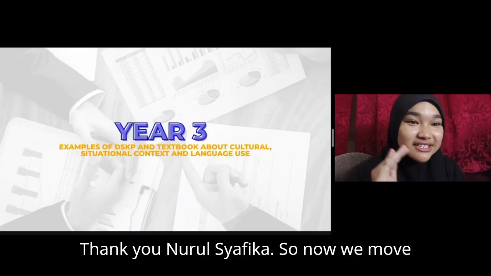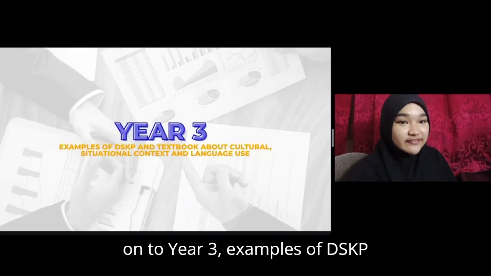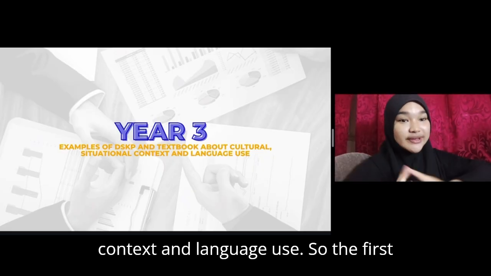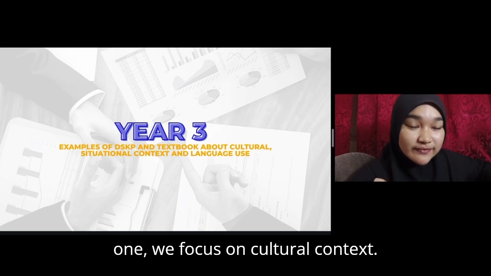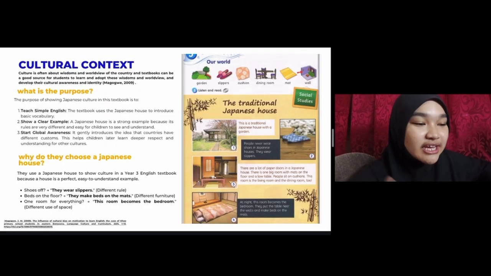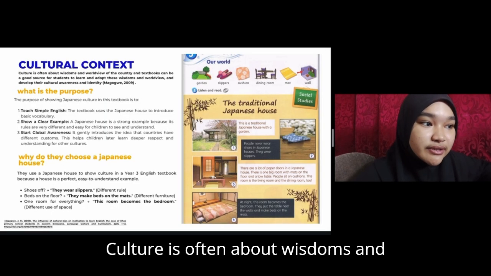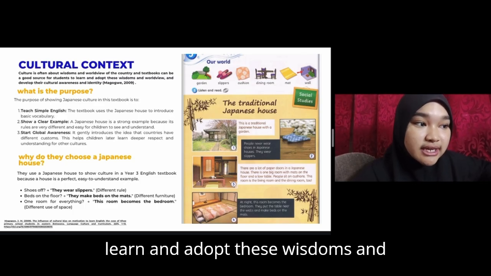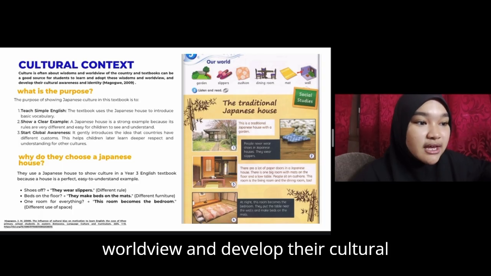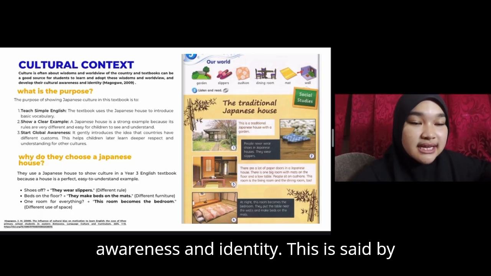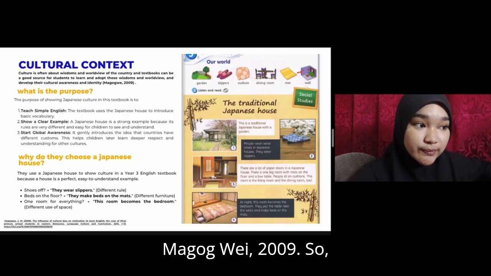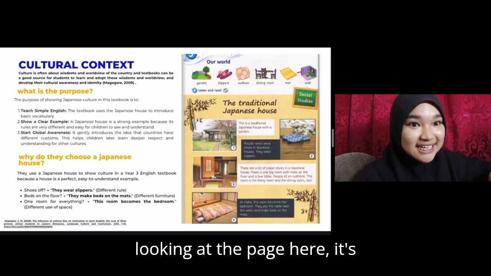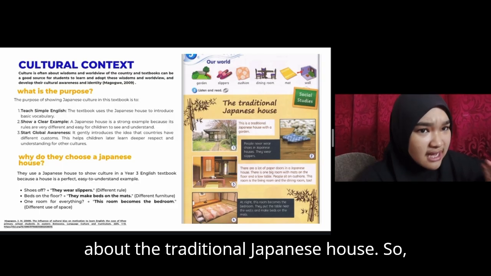Thank you, Syafika. So now we move on to Year 3, examples of the SKP and textbook about cultural, situational context, and language use. So the first one, we focus on cultural context. Culture is often about wisdoms and worldview of the country, and textbooks can be a good source for students to learn and adopt these wisdoms and worldview and develop their cultural awareness and identity. This is said by Margaret Way, 2009. So looking at the page here, it's about the traditional Japanese house.